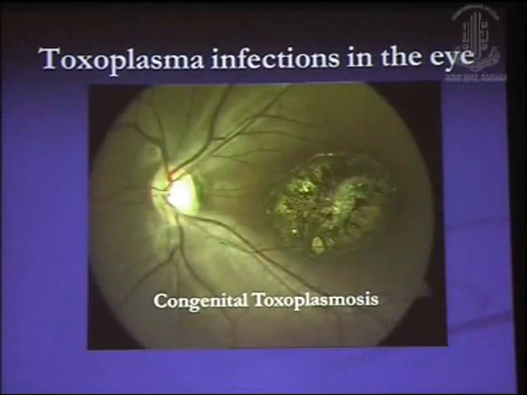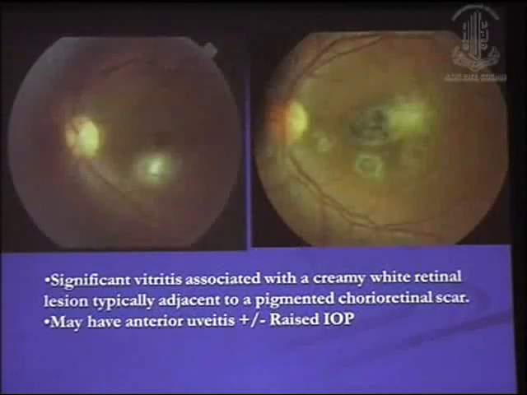Now we'll go ahead with toxoplasma infections in the eye. This is a typical congenital toxoplasma scar, which is punched out, inactive. We see many children with this. We just need to follow up these patients. They can have reactivations, so they should be aware of it, have annual examinations, and document the fundus photograph so that you know the size of the lesion and everything.